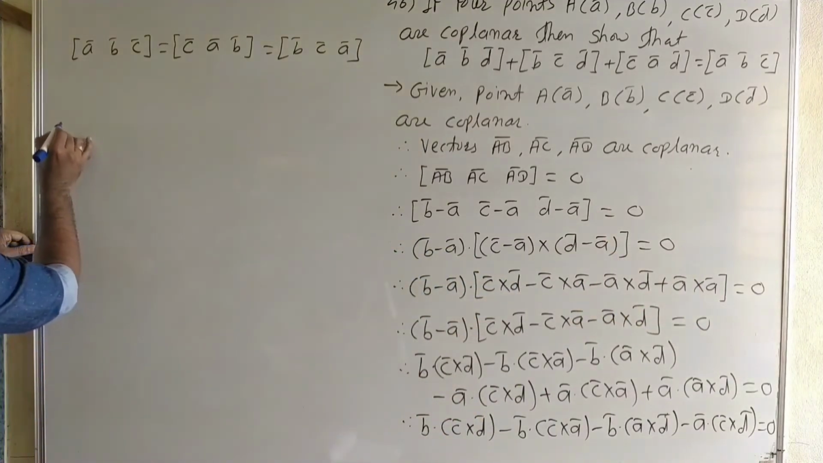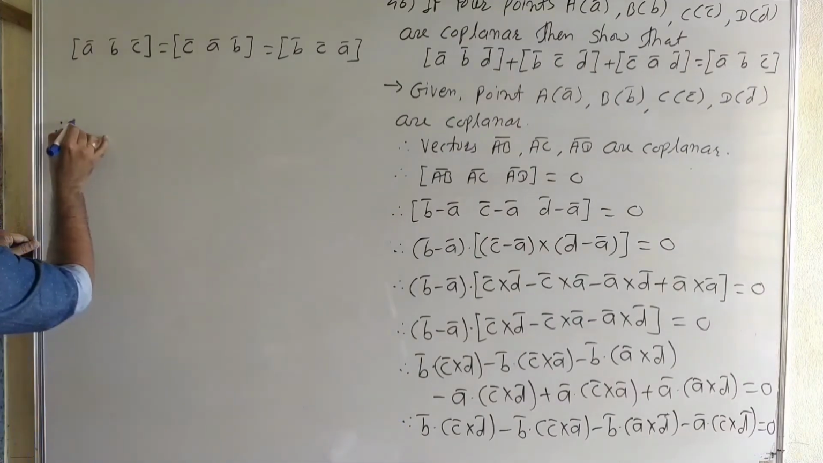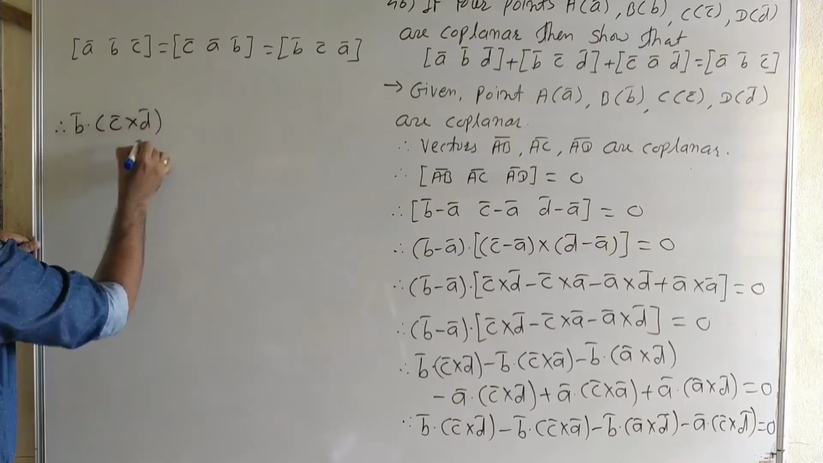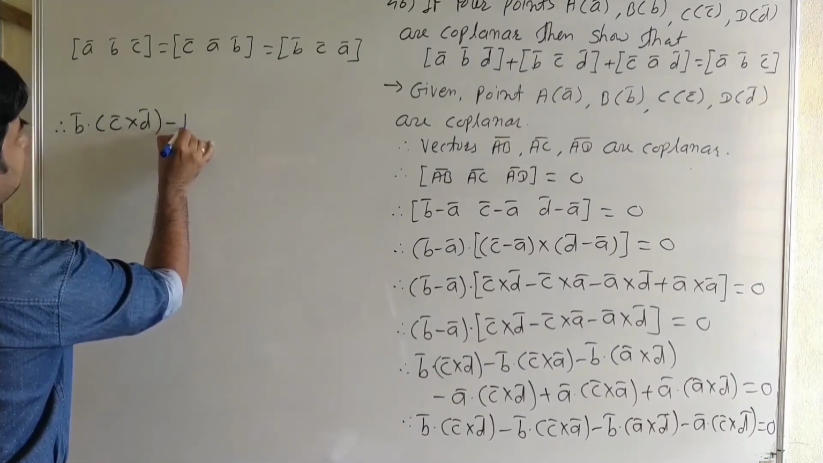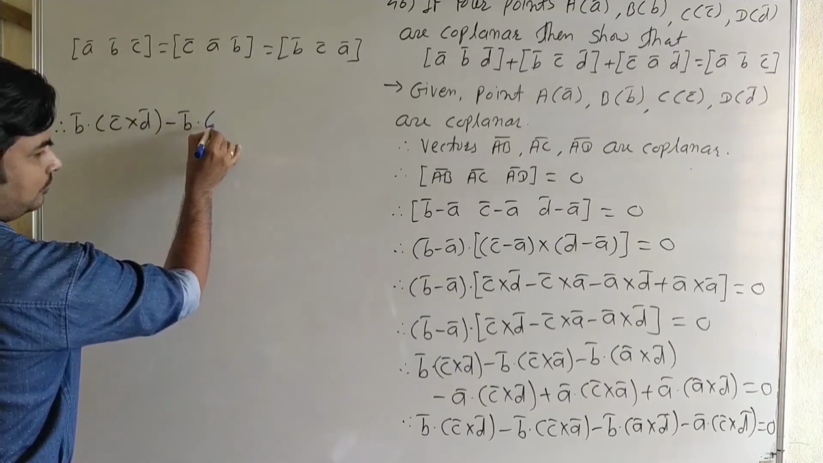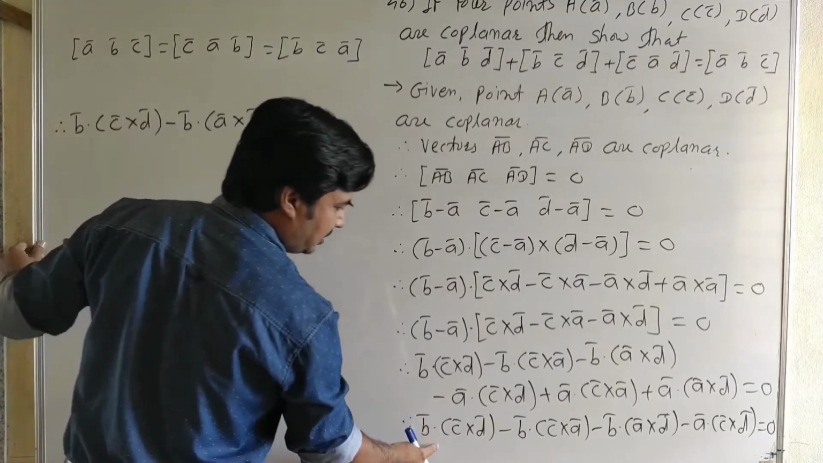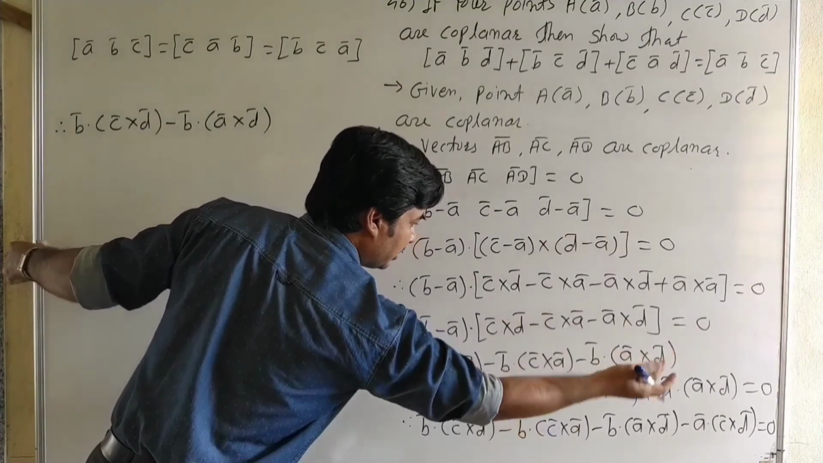See carefully. It is B, C, D. B bar dot C bar cross D bar. Then minus B bar dot A bar cross D bar. It is BCD, and then it is minus B bar dot C bar cross A bar. We can write in arranges.